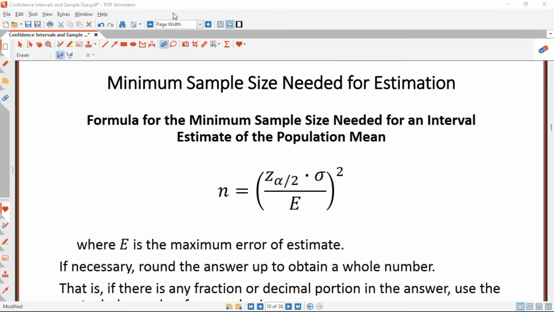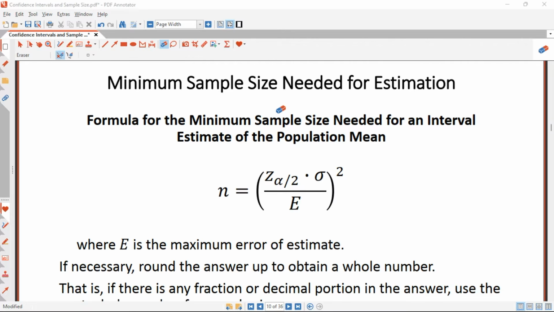Today we are going to start our studies on how to calculate the minimum sample size needed for an estimation. This is the formula for the minimum sample size needed for an estimation, particularly for the population mean. In some instances, you may want to collect data to use for your analysis, but first you have to know the number of samples you are going to use to help you estimate the population mean.